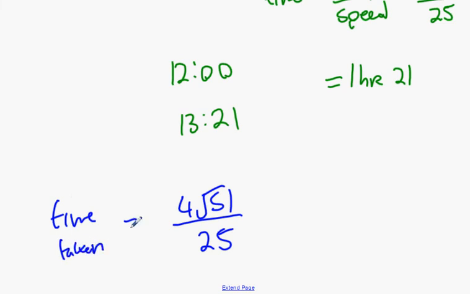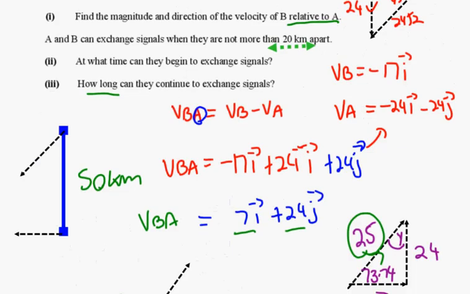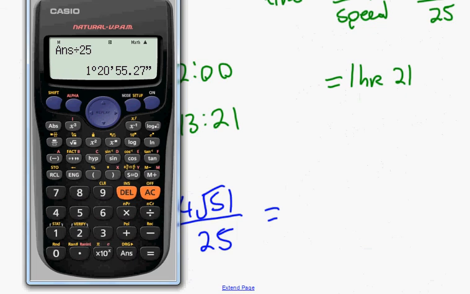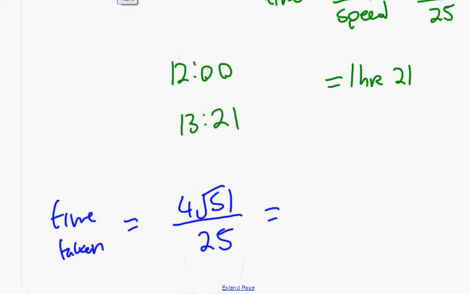I reckon we can leave this in decimal form because it doesn't specify hours and minutes, and it's not looking for the time. So I can leave it in decimal form if I want. Okay, so 4 root 51, all that divided by 25, and what I get is 1.14 hours, or 1 hour, 8 minutes and 32 seconds, 1 hour, 9 minutes. So I'll go for 1.14 hours, or 1 hour, 9 minutes.